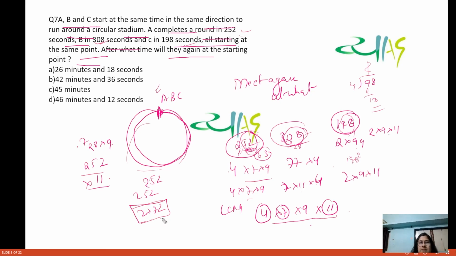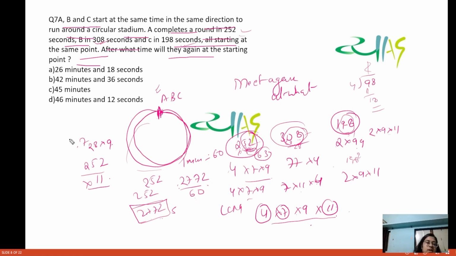Now how many minutes and seconds are there in 2772? अब इसको बस मिनट, ये सेकेंड्स है, इसको मिनट्स में कन्वर्ट करना है. So we know in 1 minute there are 60 seconds. So just divide this by 60, whatever will be the remainder, that many seconds. So let us divide this.